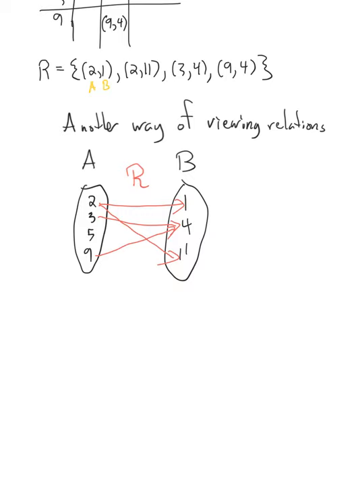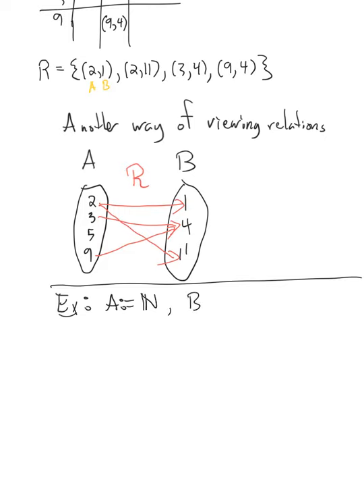Let's do one more example, and then we'll talk about a special type of rule. Let's say A is going to be all natural numbers, and so is B. In our relation, I already used the letter R. Let me use the letter S.